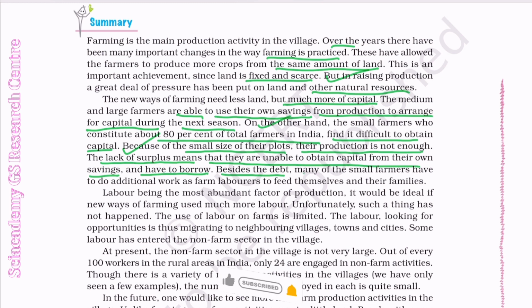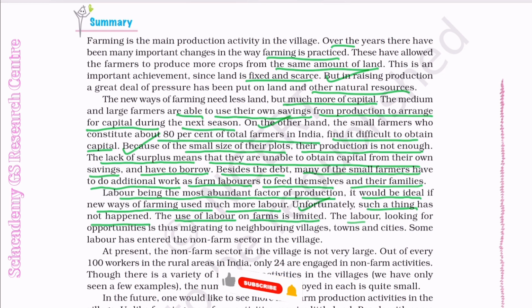Besides the debt, many of the small farmers have to do additional work as farm laborers to feed themselves and their families. Labor being the most abundant factor of production, it would be ideal if the new ways of farming used much more labor. Unfortunately, such a thing has not happened. The use of labor on farm is limited. The labor looking for opportunities is thus migrating to neighboring villages, towns, and cities.